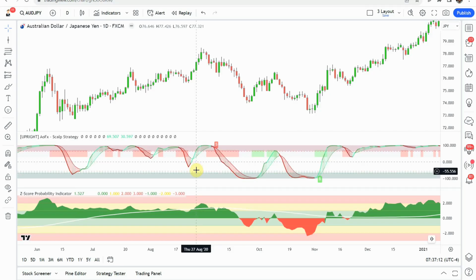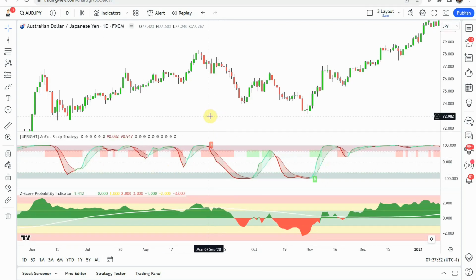With that out of the way, let's go ahead and take a look at a couple of signals. Now you can see right here that the Z-score probability indicator breaks up into the red zone on the upper side, on the green cloud. And we are looking for that sell signal from the Academy of Forex indicator. You can see that we get that sell signal right here.